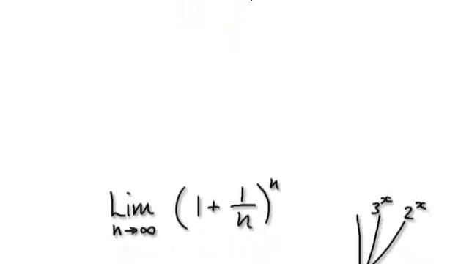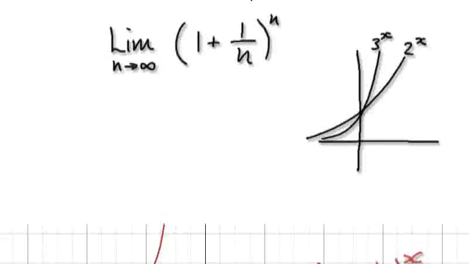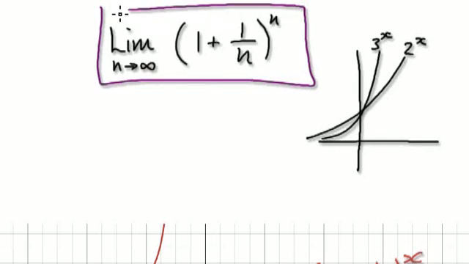Up until this video, we still don't know the precise number of e. We just know that the number e exists somewhere between 2 and 3. So now we're going to try and track down that number. So consider this limit here.